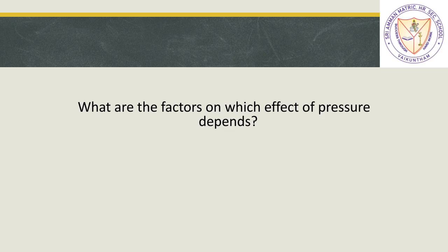So what are the factors? We have studied about the pressure, right? In the previous video we have studied about the pressure. So what are the factors on which the effect of pressure depends? Previously we have studied already pressure depends upon thrust and area of contact. So it actually depends upon these two quantities. That means if there is any change in thrust or if there is any change in area of contact, there will be change in the value of pressure. That is what it means.